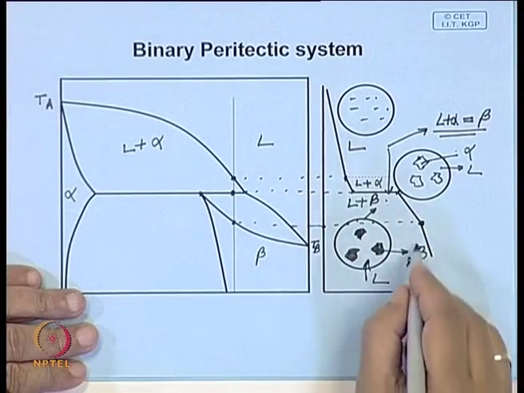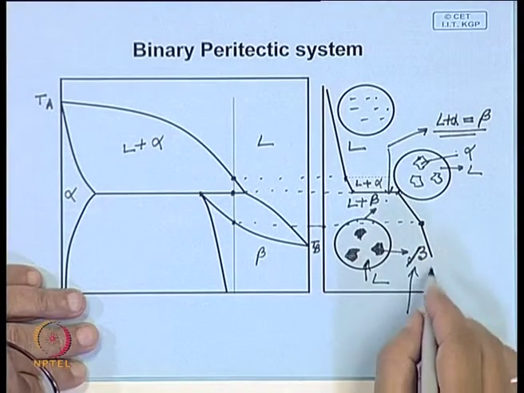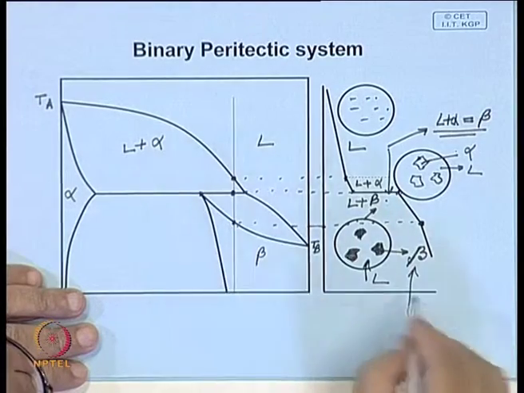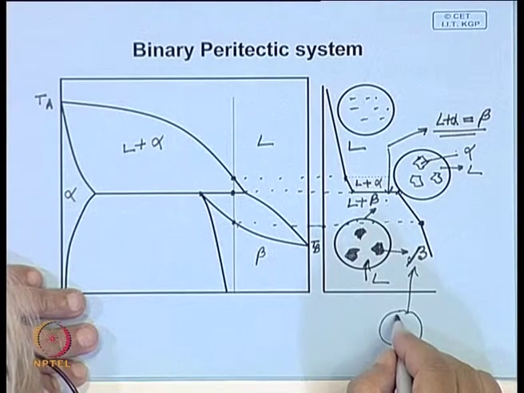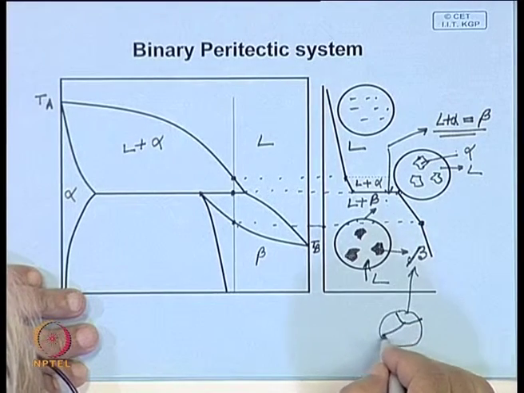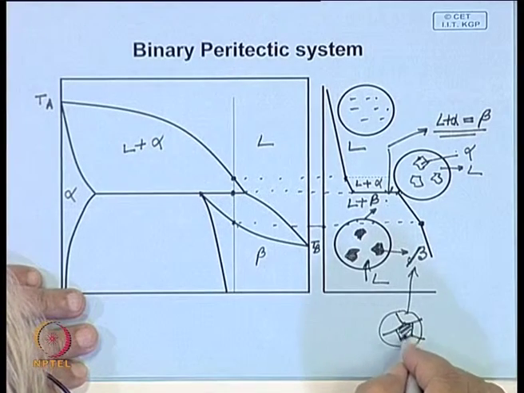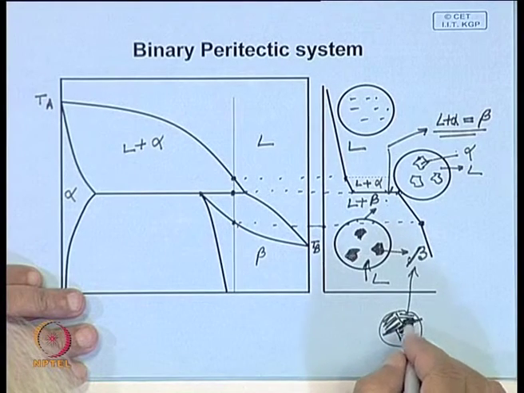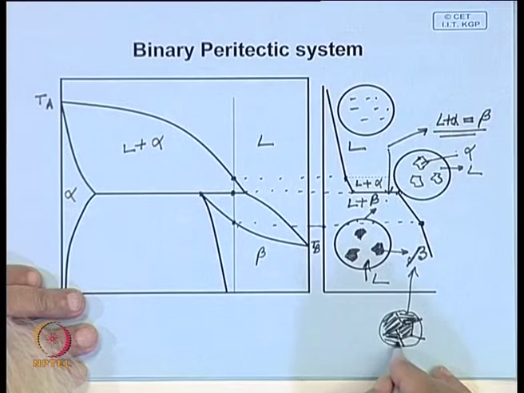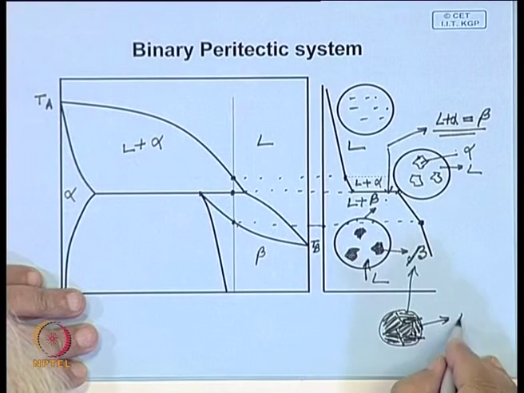and as the temperature goes down here, that means down here you will have entirely the beta structure. So, that means you will have beta grains. So, they will all be, this is beta. This will be 100% beta.